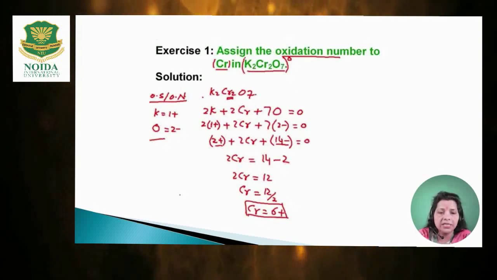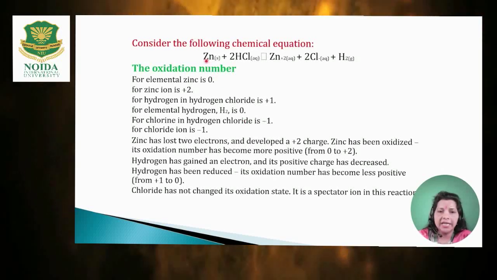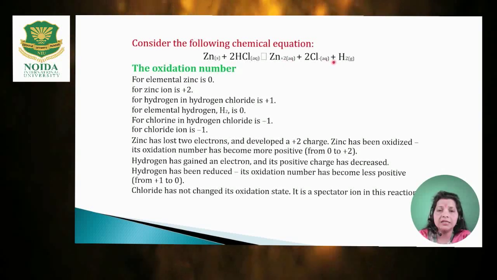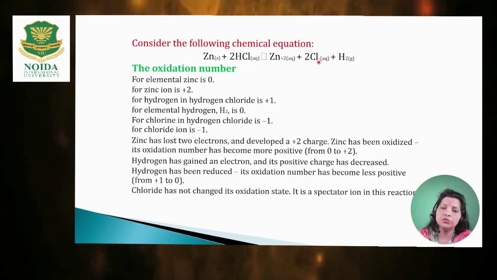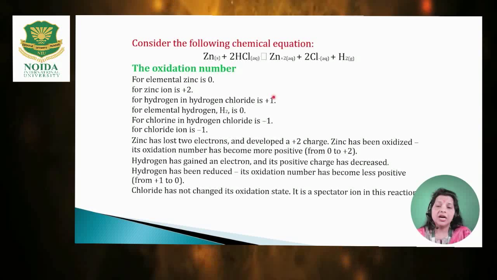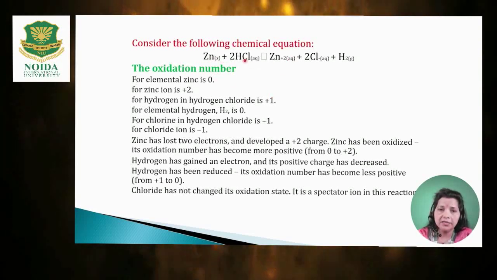So this is the way you can calculate the oxidation number for the various elements in any complex or compound. Now consider zinc plus 2HCl gives zinc plus 2Cl negative ion plus H2. The oxidation number of zinc is 0, here it is plus 2. H is plus 1, Cl is minus 1. H plus 1 is converting into 0, and Cl minus 1 remains the same. Zinc goes from 0 to plus 2, so the charge is increasing, while hydrogen goes from plus 1 to 0, so it is decreasing.